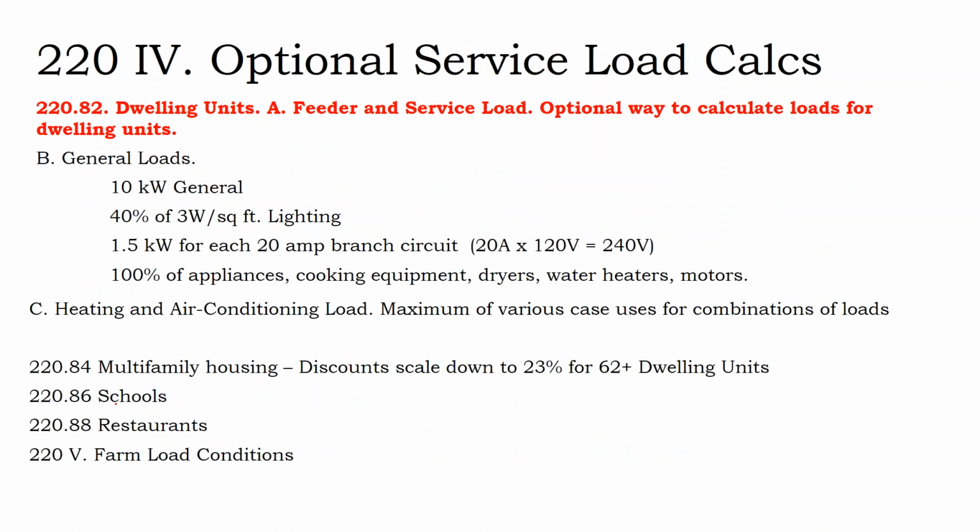You get a couple of different ways to calculate loads in code. You may calculate lighting loads by the square foot. You might be given general rules of thumb for your branch circuits. Your appliances, dryers, water heaters, and cooking equipment are all factored into your general loads. And then you get special cases for air conditioning and heating loads, since they're assuming they're not going to be on at the same time.